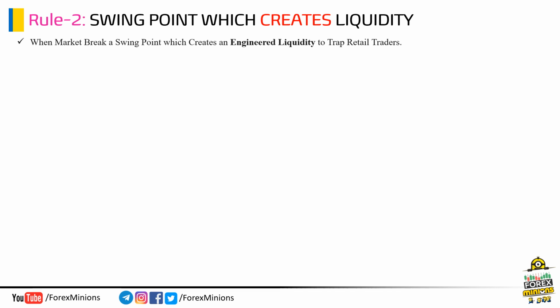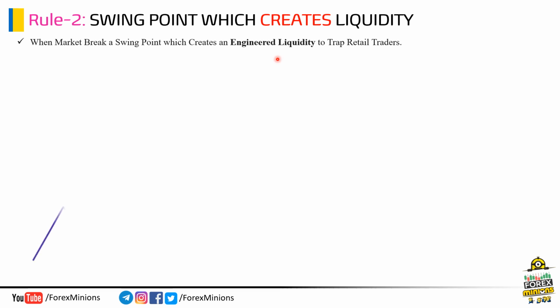Now, let's discuss the second rule. The second rule is when the market breaks a swing point which creates an engineered liquidity to trap retail traders. I hope you have the concept of engineered liquidity as we discussed it in the last lecture. If you have not seen the last lecture, I would advise you to watch it to understand this concept.